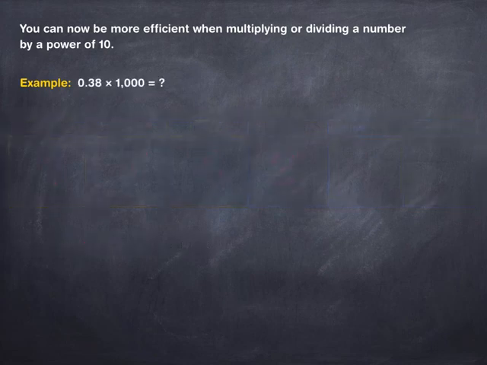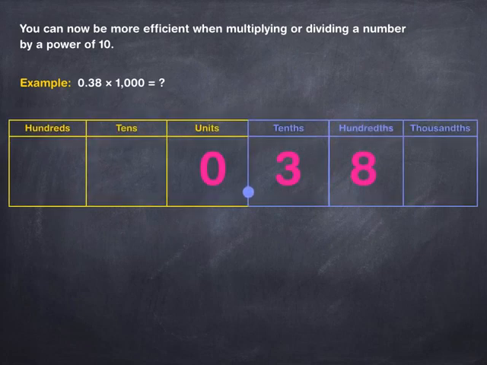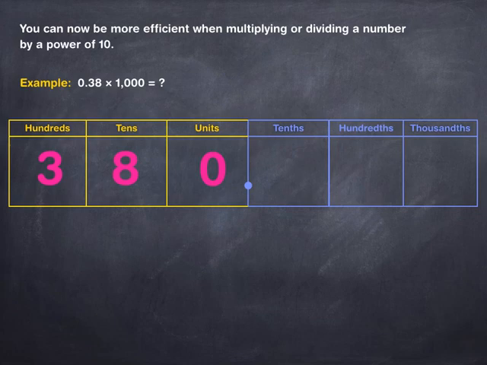Example, 38 hundredths times 1000 equals what? Observe the movement of the digits. Therefore, 38 hundredths times 1000 equals 380.